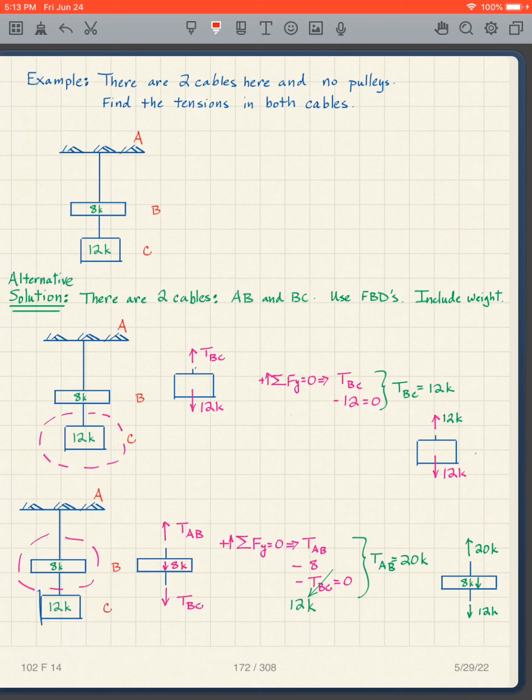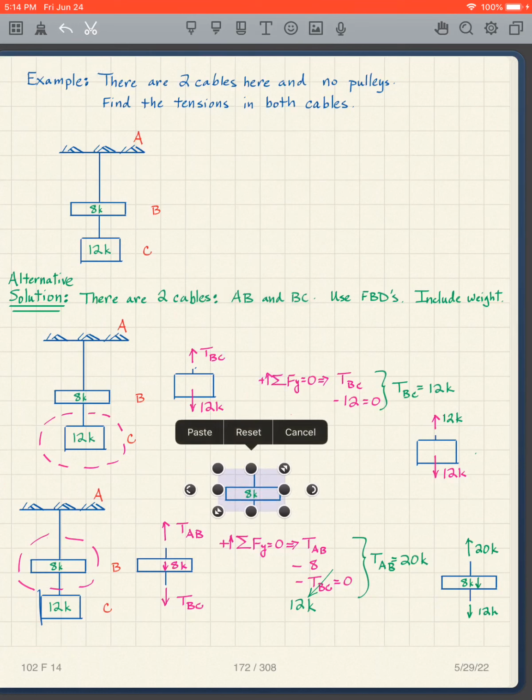Now notice there's another free body diagram, so here's an alternative solution. I can take the same free body diagram here, and I get my 12 kips for my TBC. That gives me this final free body diagram, but now I could take this free body diagram, and again here, just to illustrate it, I do my copy and paste. When I draw that free body diagram, copy paste, here it is.